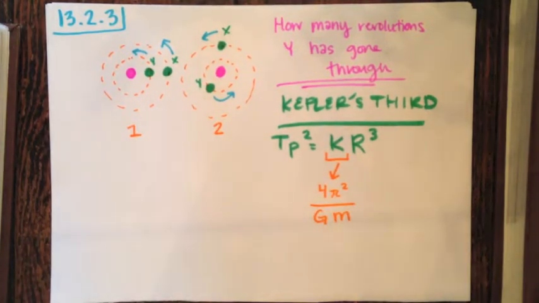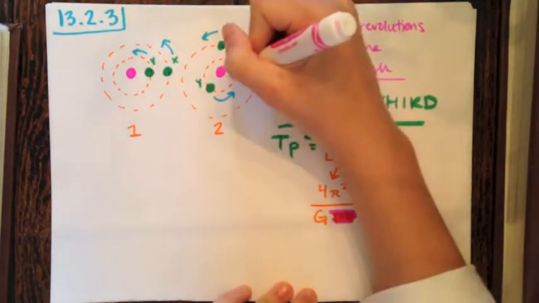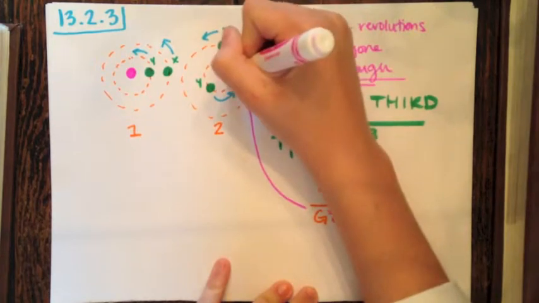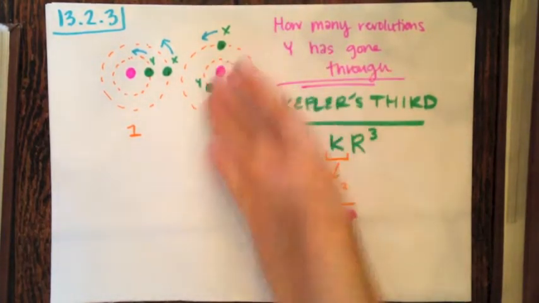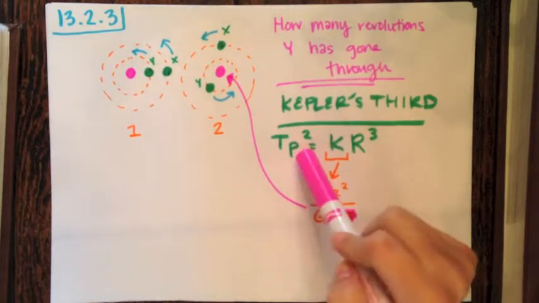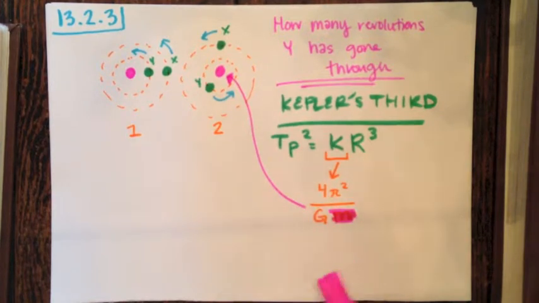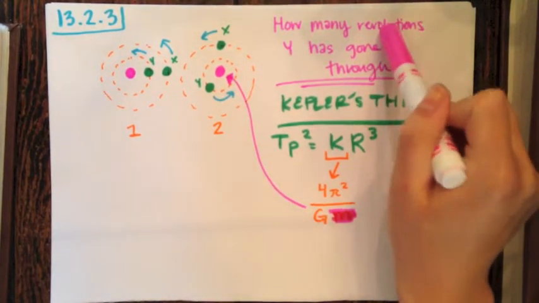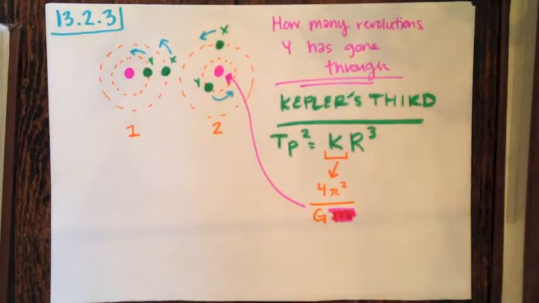But the great thing about this mass is that it isn't just any mass, it is the mass of this guy right here. Yay! So it's the mass of the object that's being revolved around. So this is the same for both x and for y. So we can use a variation of Kepler's third law, one for x and one for y, and then solve for the constant k and plug it into the other equation in order to find the time of the period for y, which we'll be able to use to find how many revolutions y has gone through in the 5 years that x has over the course of this problem.